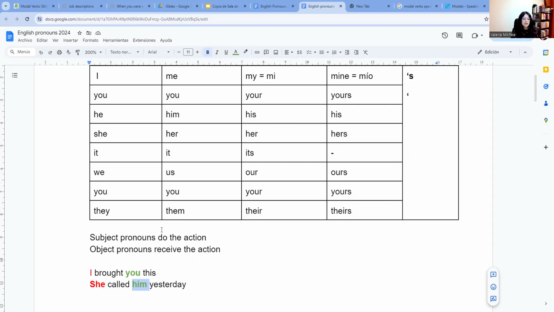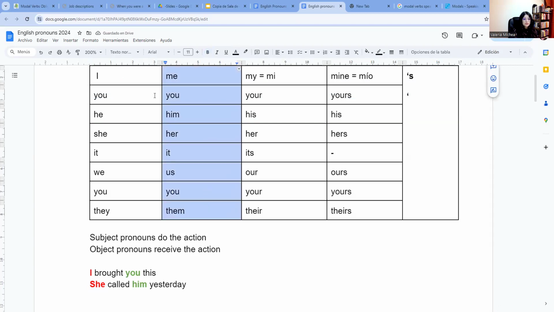And of course, we can make these examples with all of them. You can also have the same pronoun as a subject and object. For example, she called her yesterday. It's perfectly possible. Right? So what you need to remember is that each of the subject pronouns has an object pronoun that corresponds.